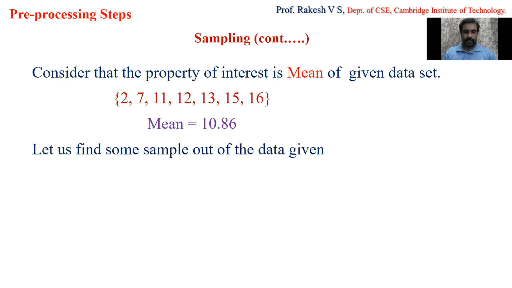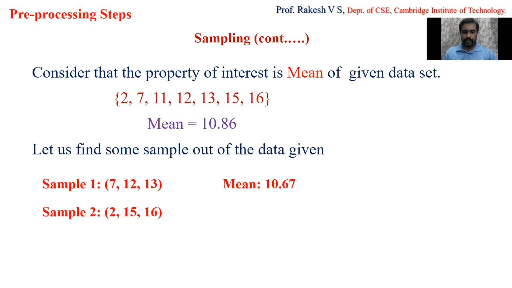Say I will consider my first sample, which is 7, 12, 13. I will calculate the mean for this. The mean of this sample is 10.67, which is slightly closer to the actual mean. Now, say I have found another sample, which is 2, 15, 16. I will calculate the mean for this. The mean of this sample is 11, which again is slightly closer to the actual mean.